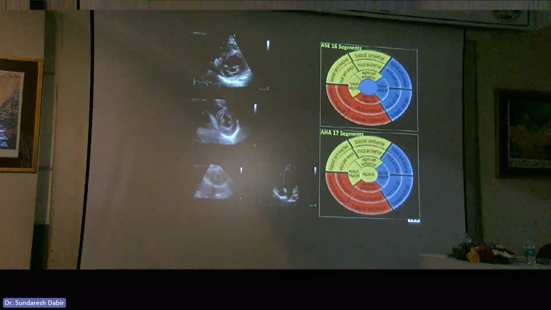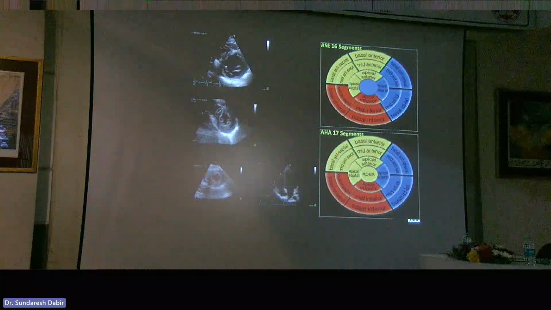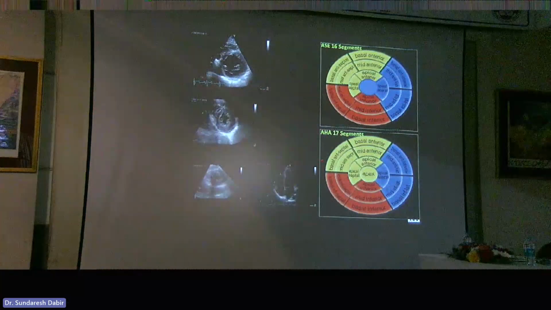So the American Society of Echo has always been synonymous with the 16 segments. You can still use it, no problem there. The American Heart Association came up with 17 segments because they wanted, whether it's nuclear medicine or any other multimodality imaging, to have the same type of approach. So that's why they introduced this.